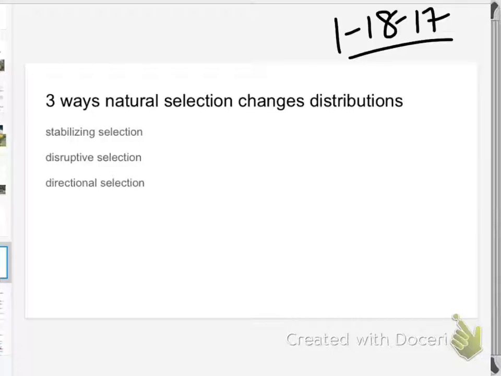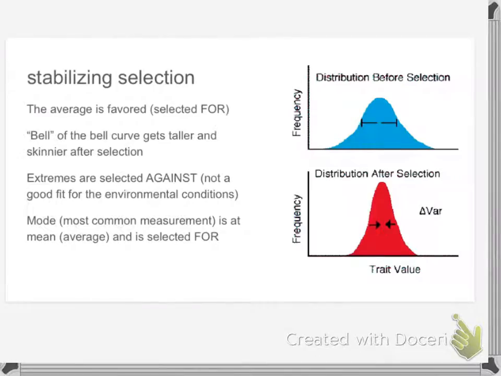We're going to look at stabilizing selection first. Okay, in stabilizing selection, being average is a great thing. The average is selected for, it's favored. We talk a lot in evolutionary biology about selected for and selected against. Selected for means it's a good fit for the environment. It works. It becomes more common. Selected against means it's a bad fit, and it becomes less common.